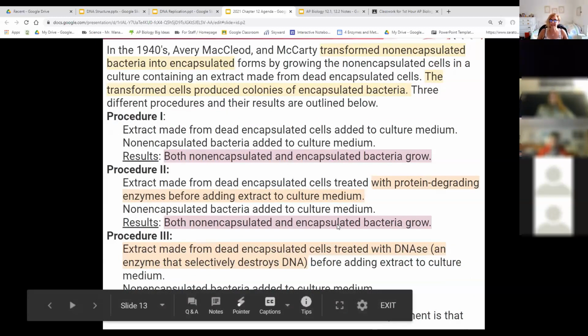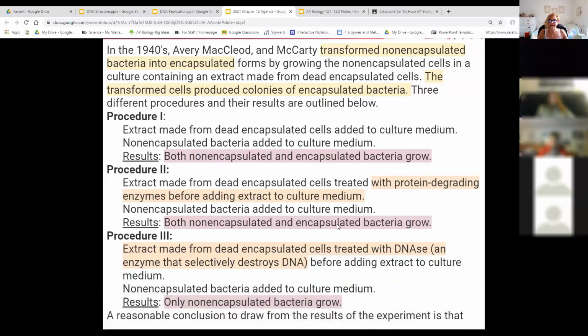In the 1940s, Avery, McLaughlin, and McCarty transformed non-encapsulated, i.e. rough, bacteria into encapsulated. I have to talk to the text when I interpret these long paragraphs. You should do the same. So, transform non-encapsulated bacteria into encapsulated forms, i.e. the S strain, by growing the non-encapsulated cells in a culture containing the extract made from the dead encapsulated cell. Sounds like Griffith's experiment, right? He killed the S, put it in with the R, and it transformed to the S.